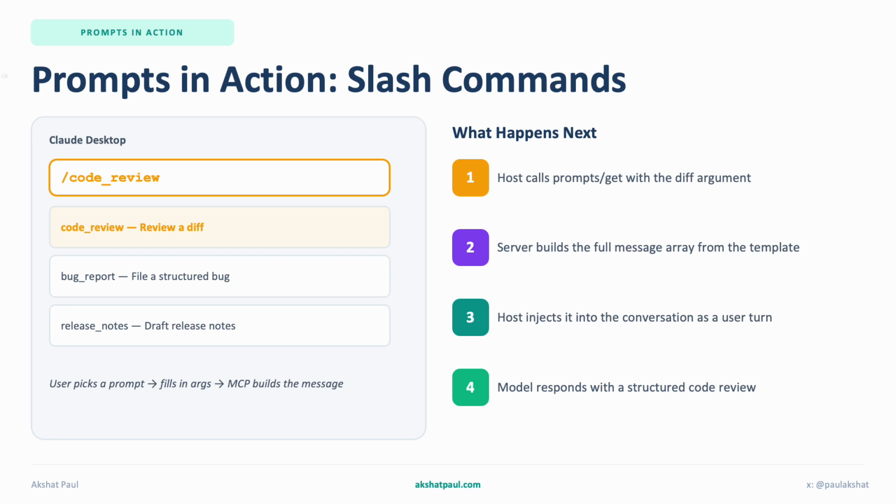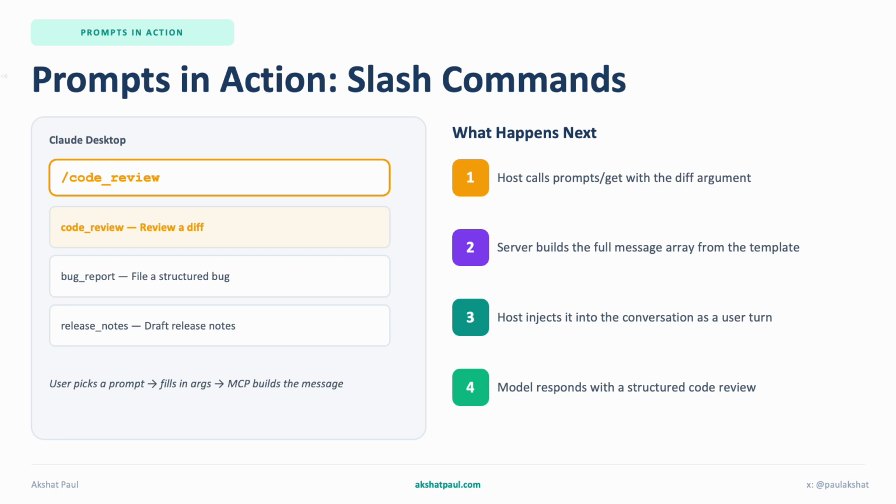The user explicitly picks one, say code_review, and the host will prompt them to fill in any required arguments, like the actual code diff to review. Now look at the sequence on the right for what happens after the user makes that selection. Step 1. The host sends a prompt/get request to the server with the diff argument filled in.